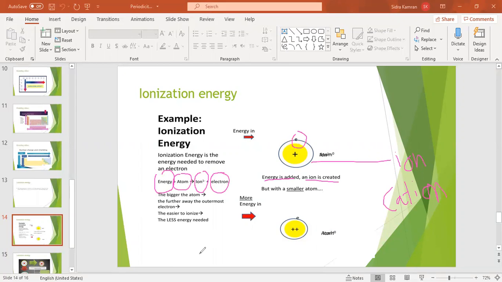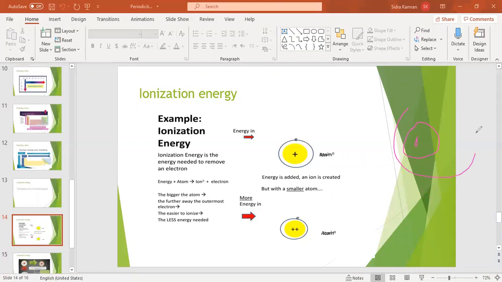If the atom is bigger, then it is easier to take the electrons, because in a bigger atom the electron in the outermost shell feels less attraction towards the nucleus, because of the more number of shells present between the nucleus and the outermost shell. For example, you have a potassium atom. Here I am drawing the potassium atom.